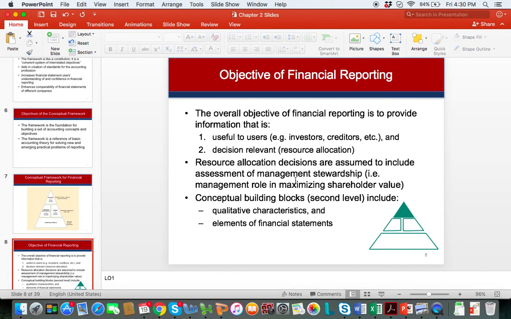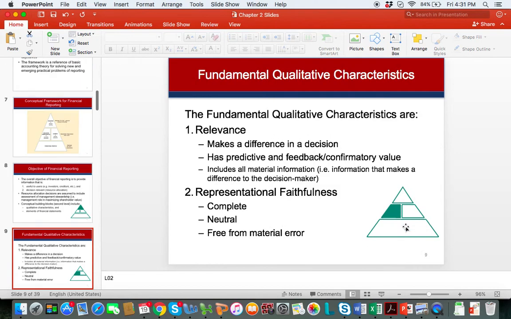stewardship. We mentioned that in Chapter 1 as well: how are the management managing the business? Are they getting the sufficient return on the capital employed in the business? So we were talking about the scarcity of resources being capital. So is there a sufficient return on that investment by the management who are managing the business? And the conceptual building blocks of the second level include what we said down here was the qualitative characteristics and elements of financial statements.